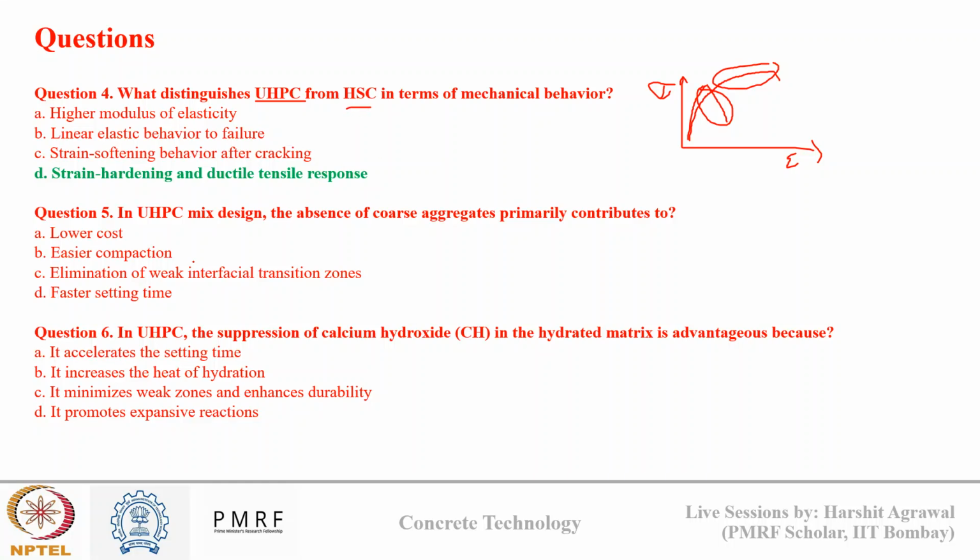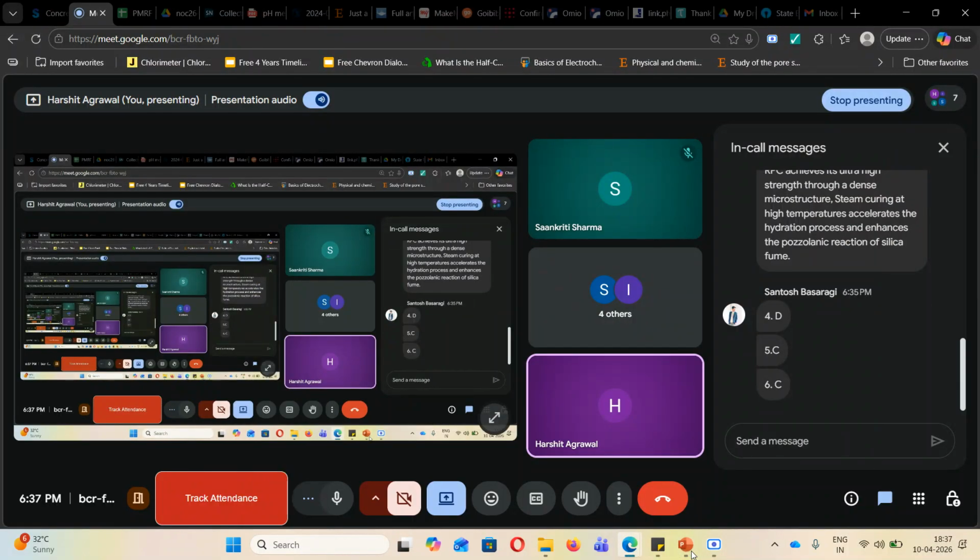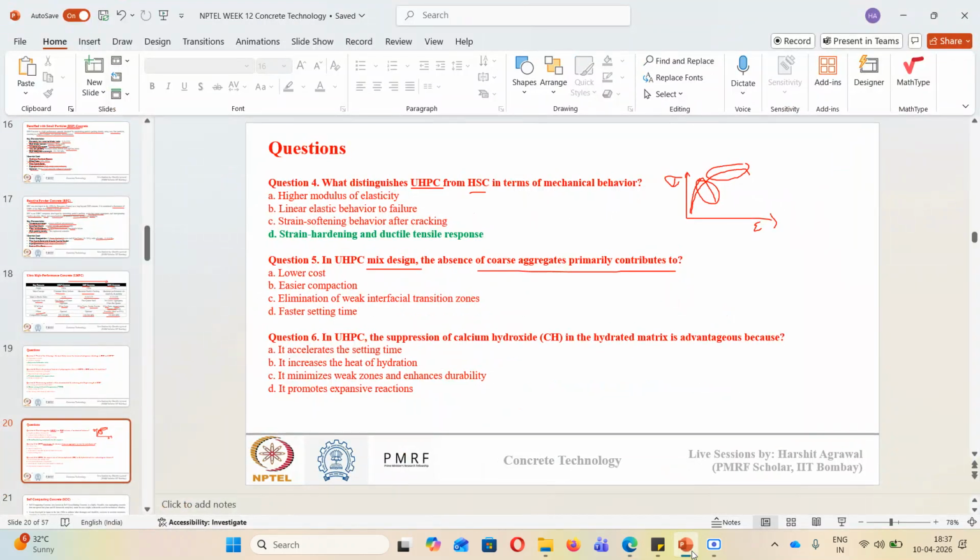Okay, question number 5. In a UHPC mix, the absence of coarse aggregate primarily contributes to what? Others also, please try to attempt. Can anyone else tell me what is the answer for question number 5?